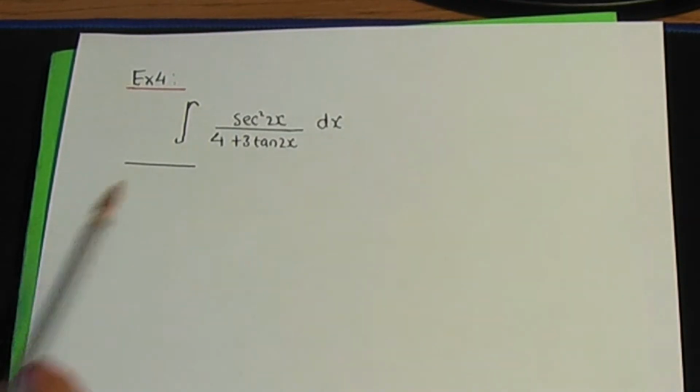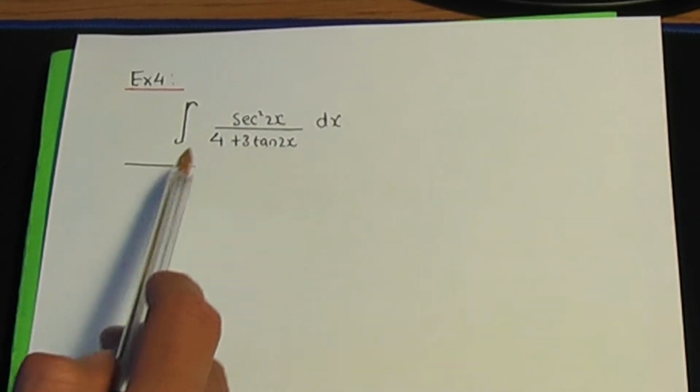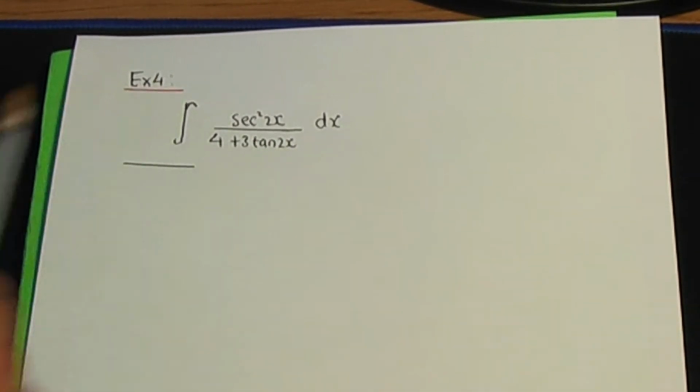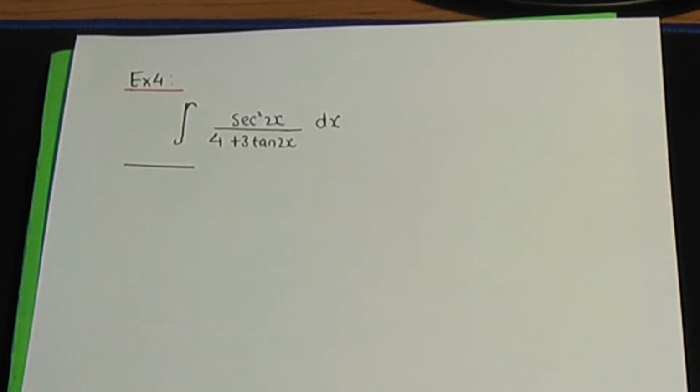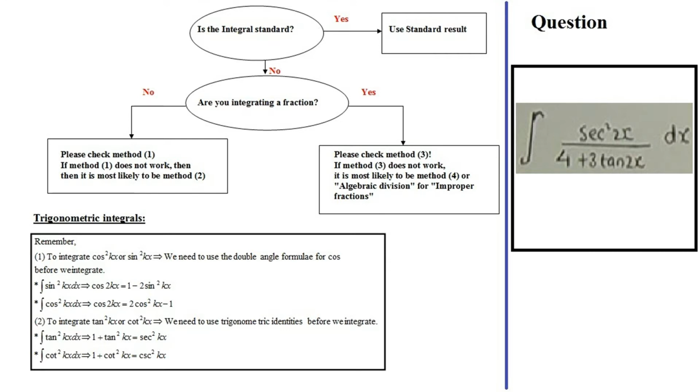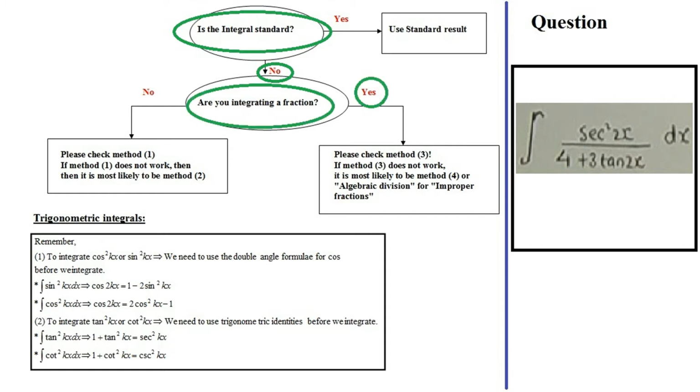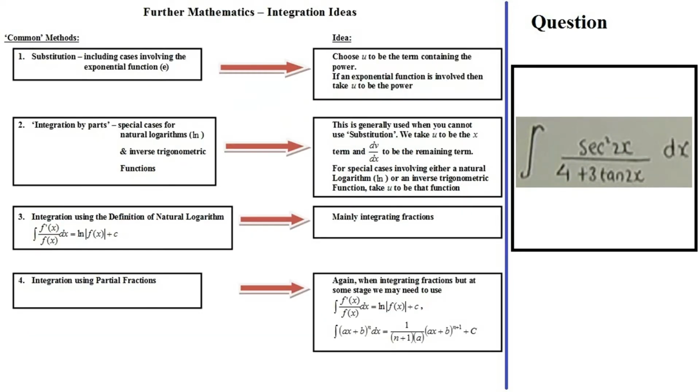Example 4 is to integrate sec squared 2x over 4 plus 3 tan 2x. So back to the flow diagram screenshot. The first question we need to ask ourselves: is the integral standard? The answer is no. Second question: are we integrating a fraction? The answer is yes. Check method 3. And back to the first screenshot, method 3 is the integration of f primed x over f of x. So let's check that method first.